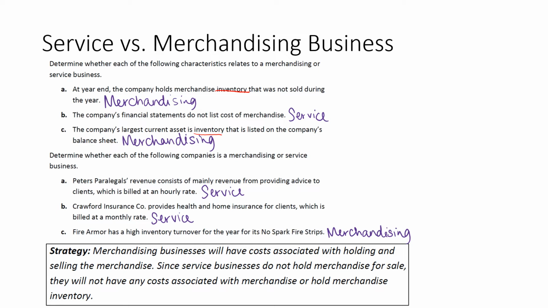The same for the next three. Peter's Paralegal's revenue consists of mainly revenue from providing advice to clients, which is billed at an hourly rate. He's providing a service by providing advice, so that is a service business. Crawford Insurance Company provides health and home insurance for clients, which is billed at a monthly rate. Again, that is providing a service. C, Fire Armor has a high inventory turnover for the year for its no spark fire strips. If there is inventory, then that indicates that it is a merchandising business.